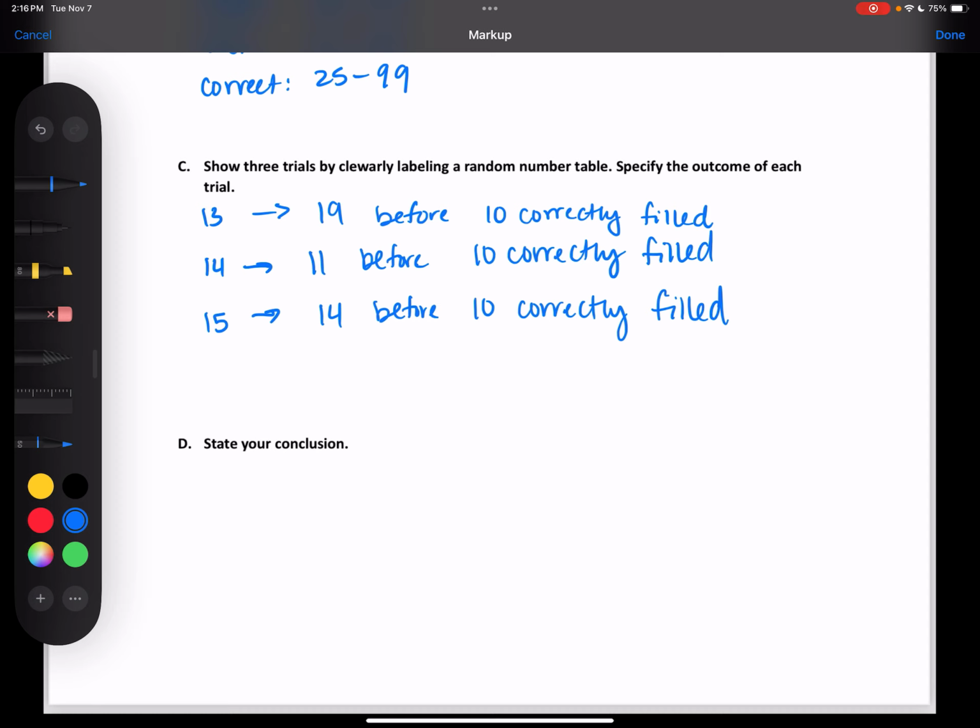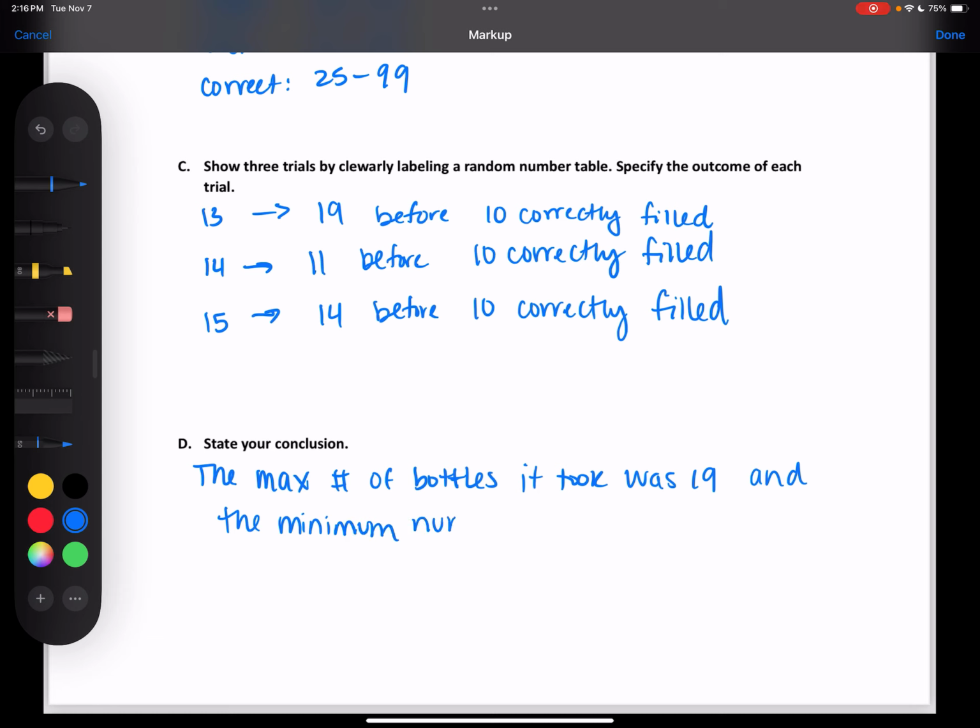So I would say something in the conclusion like the maximum number of bottles it took was 19. Now, if yours was more, obviously say that. And the minimum number was 11 for me. But what is it possible that the minimum could have been? 10. Yep, but could be 10. We'd always want to point that out.